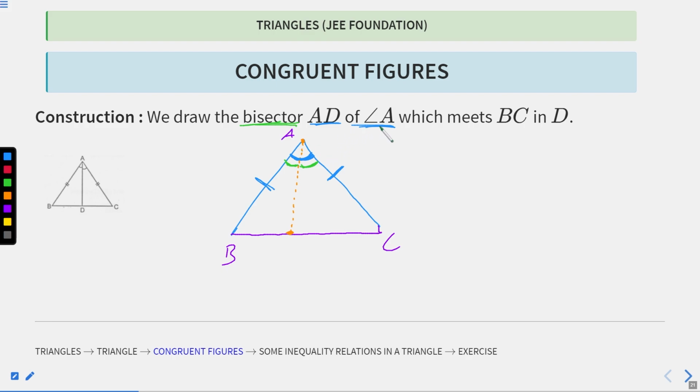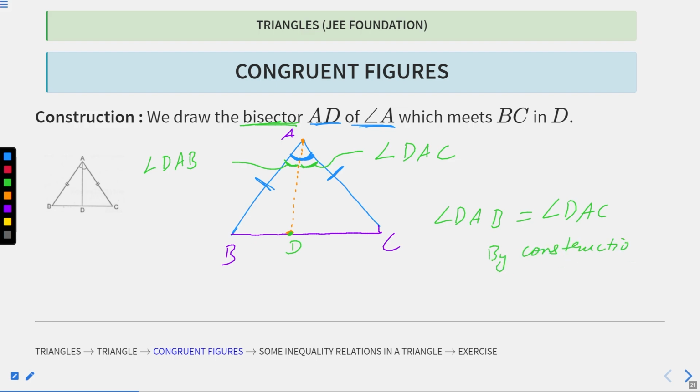So we draw the angle bisector of A. If I call this point D, then angle DAB must be equal to angle DAC by construction, because we constructed it in such a manner that these two angles must be equal to each other.